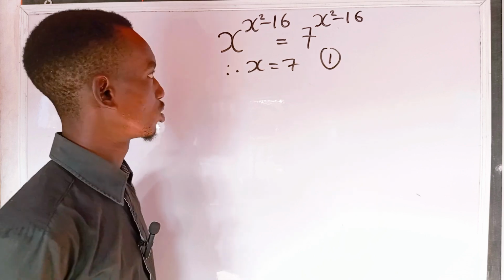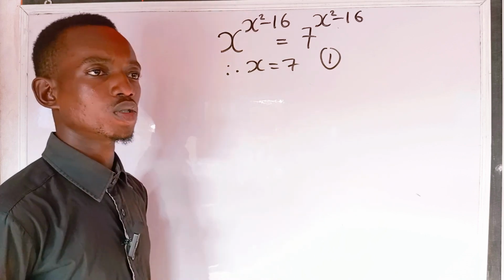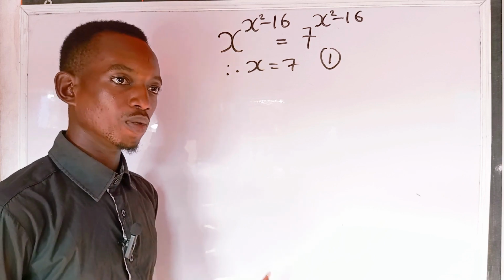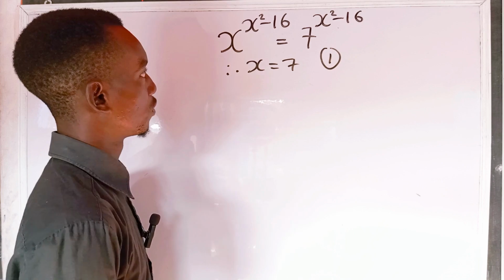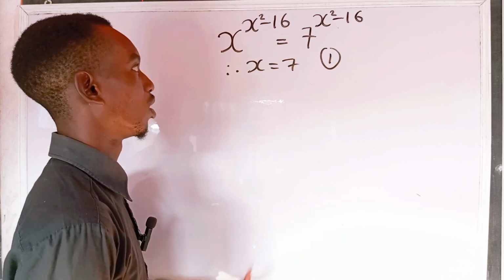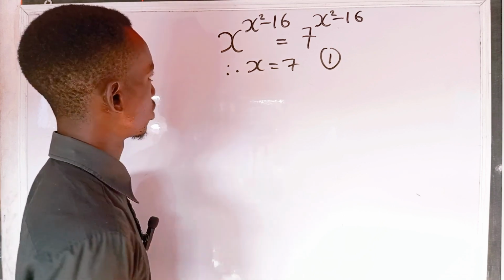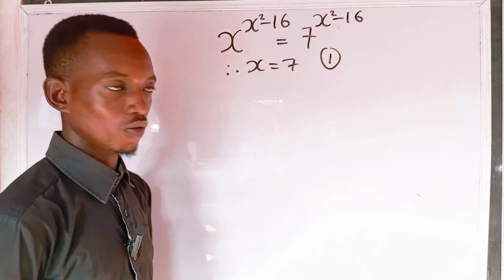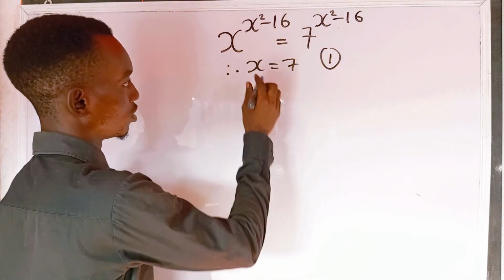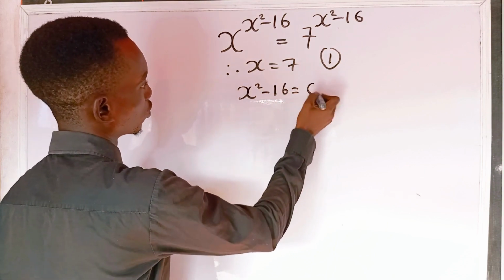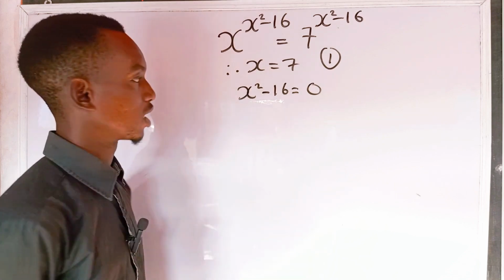What about the other two solutions? Now, we're going to use the law of indices for numbers that have a power of 0. Don't forget that any non-zero number raised to the power of 0 gives us what? 1. So that means x to the power of 0 will give us the same result as 7 to the power of what? 0. That means we can equate this power to 0. That is x squared minus 16 equals what? 0. So we can solve for x from here.